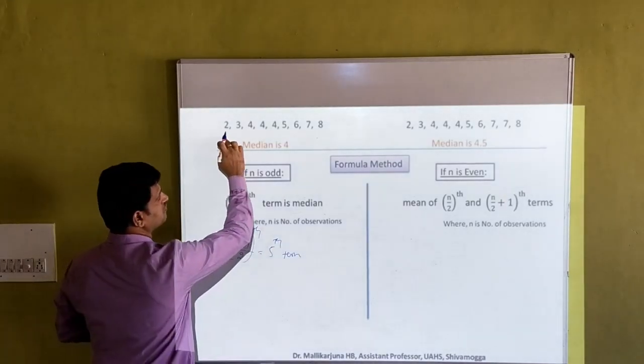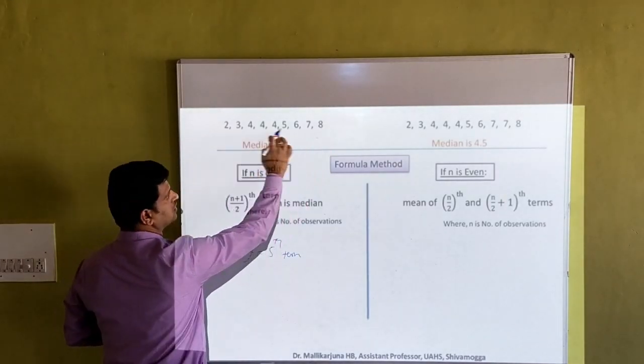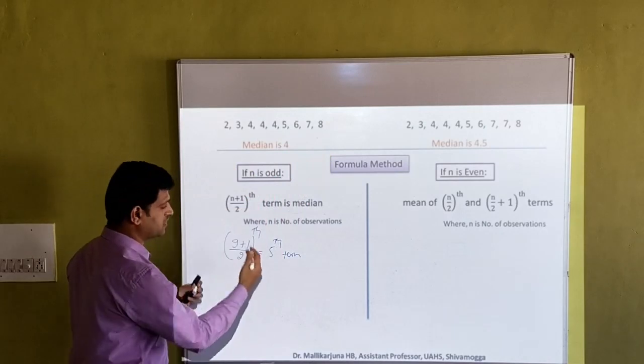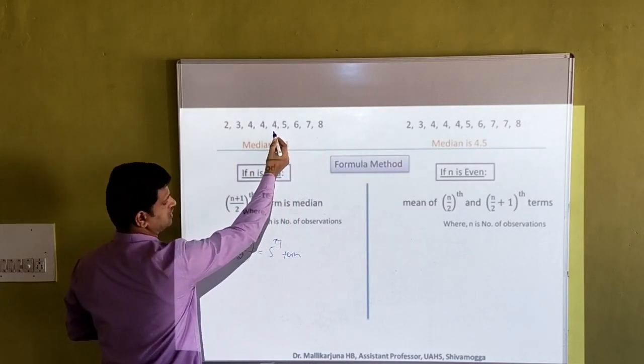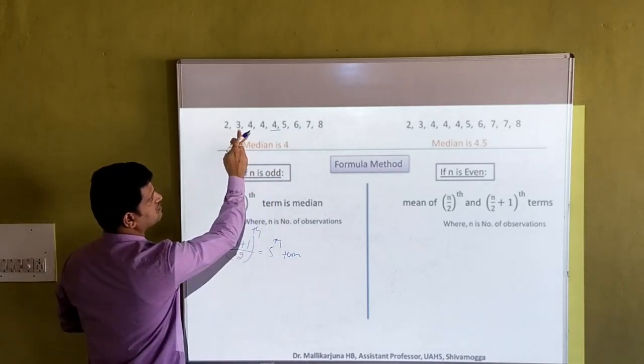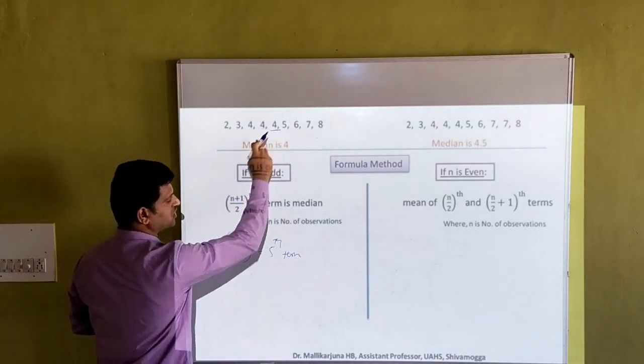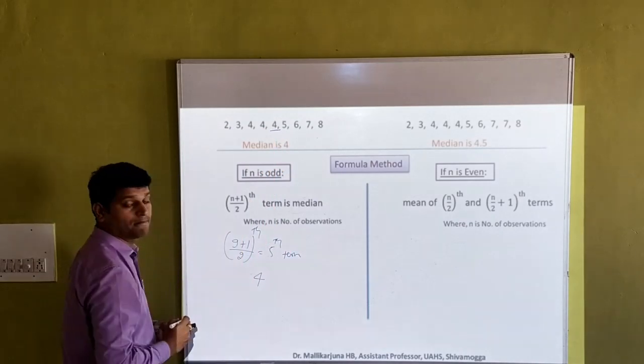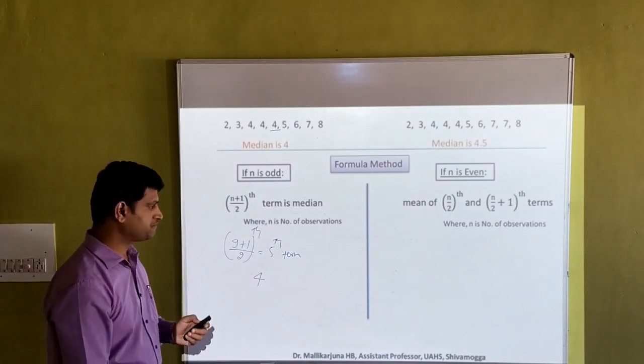What is the fifth term? We have to arrange the data in order, and these are already arranged for our convenience. Counting first term, second, third, fourth, fifth, the fifth term is 4. So 4 is the median.